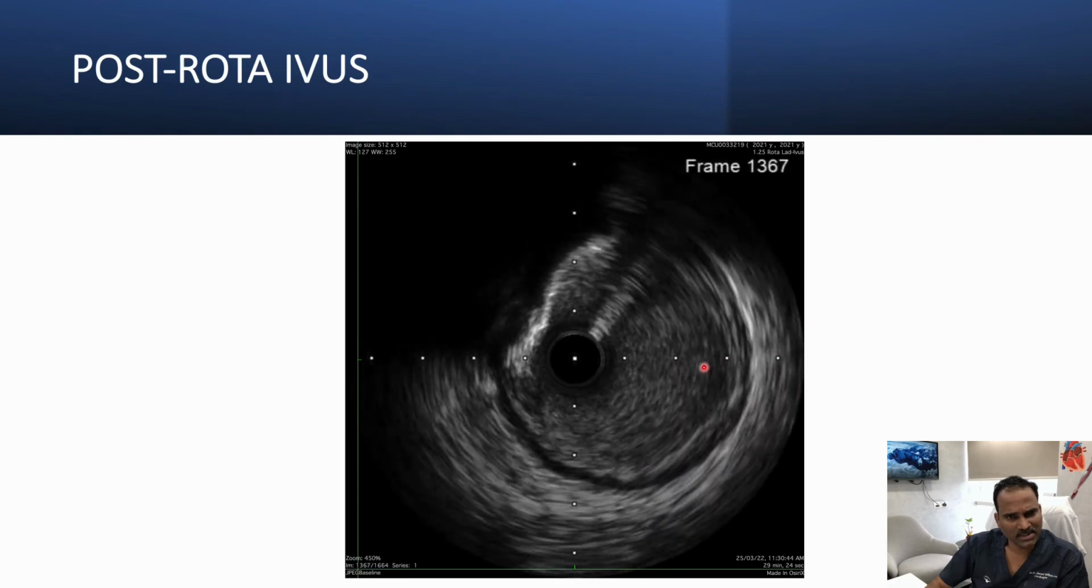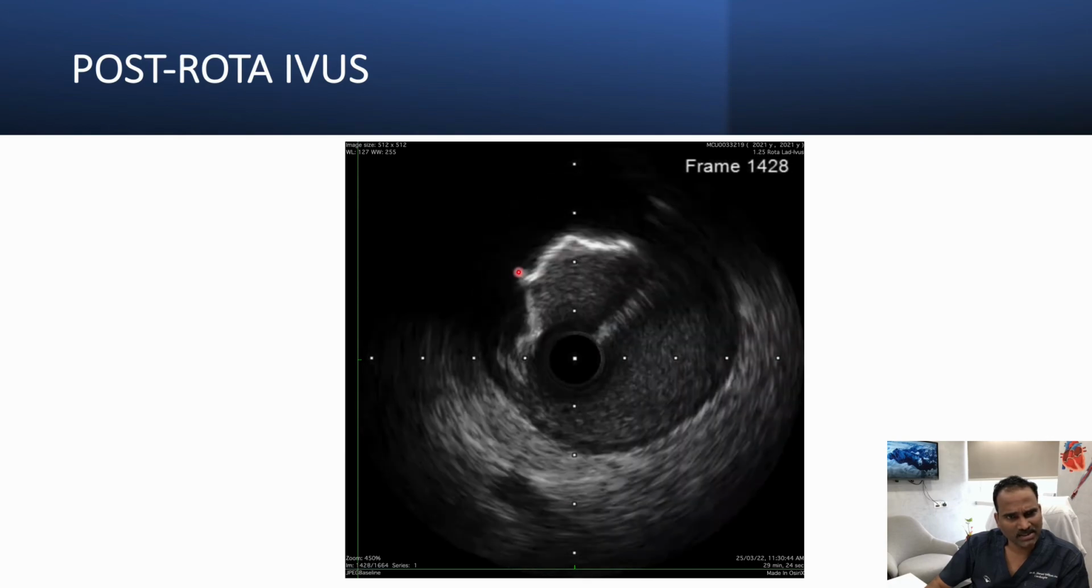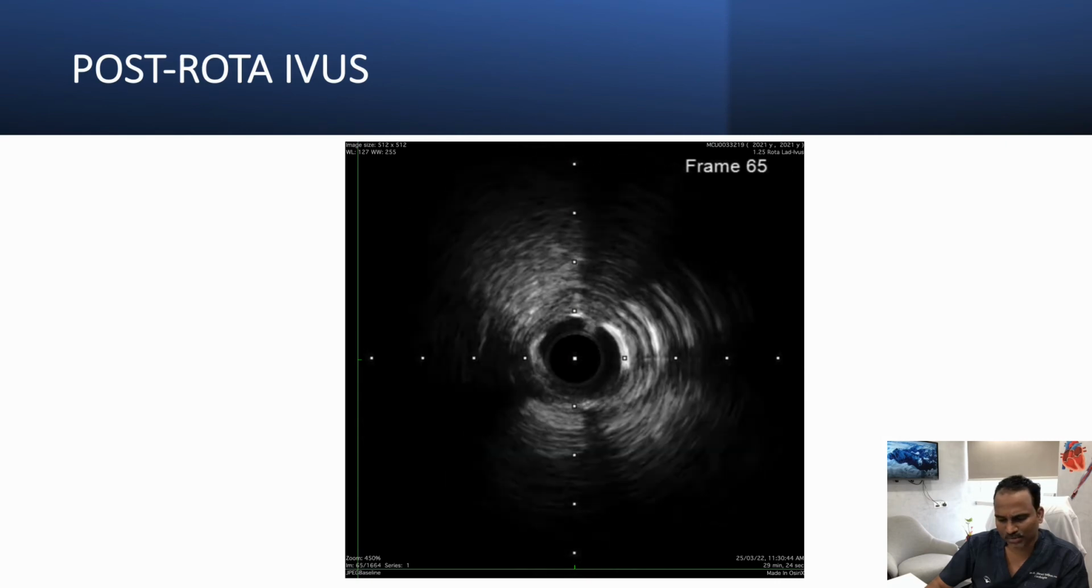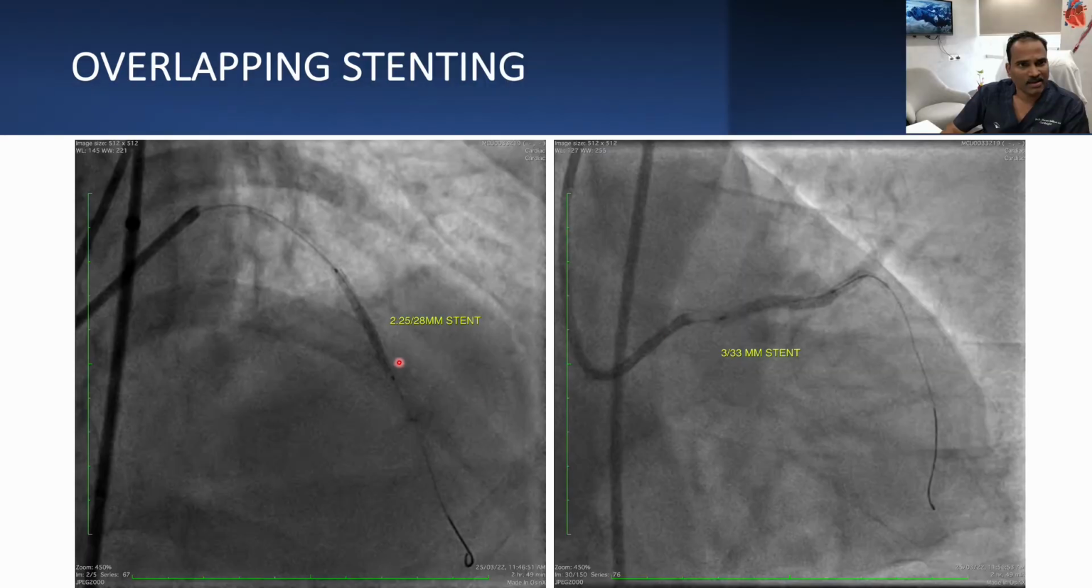We can see this is the LMCA, and there is some blockage in the LMCA here, but overall lumen area looks okay. And we decided to go ahead with a 2.25 by 28 millimeter stent distally, because there is a huge size mismatch from the distal vessel to the proximal reference, and proximally we stented with a 3.3 by 33 millimeter stent with overlapping.